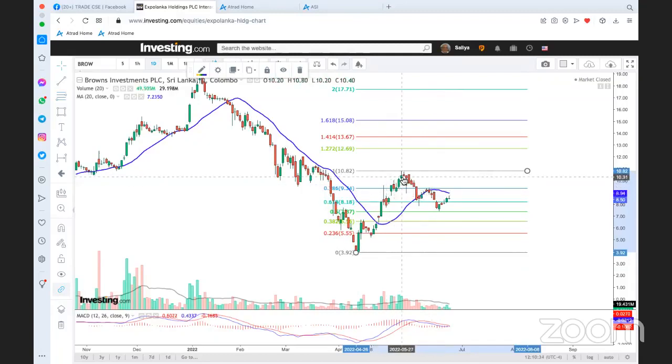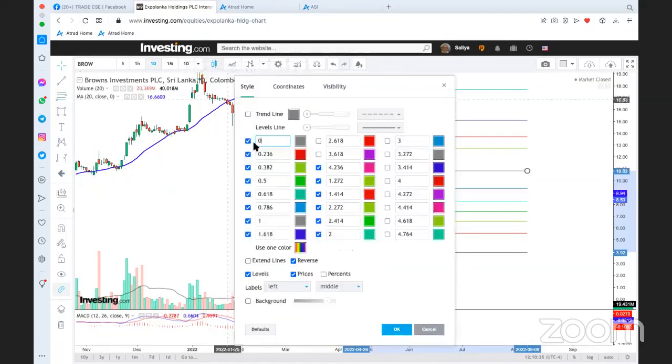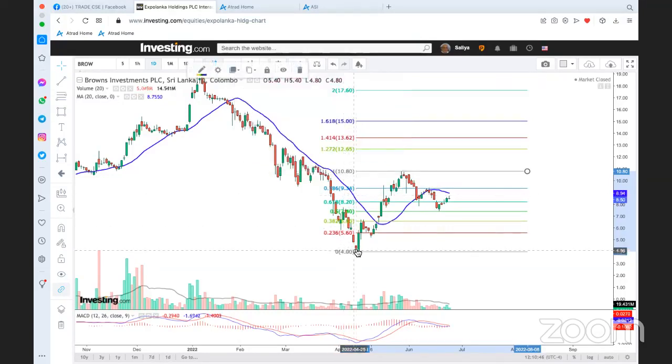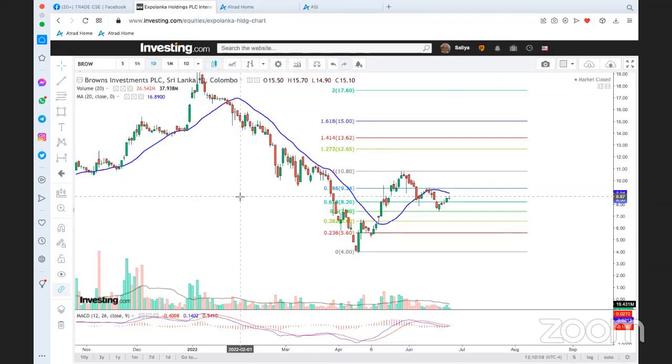This is 1080. Here, I think it's 4 rupees, right? At this point of time, this is a support. So I'm taking this level as the support.